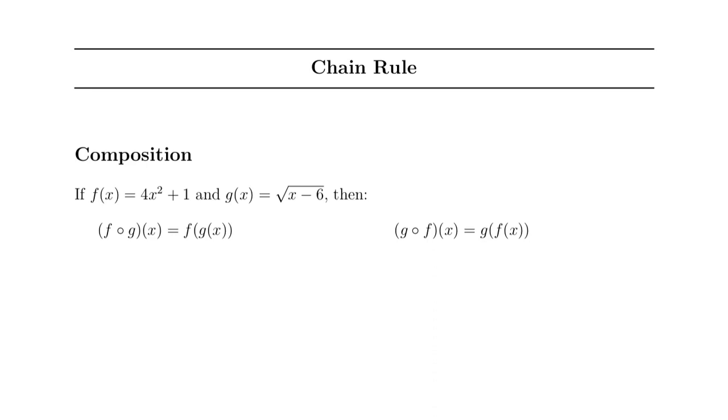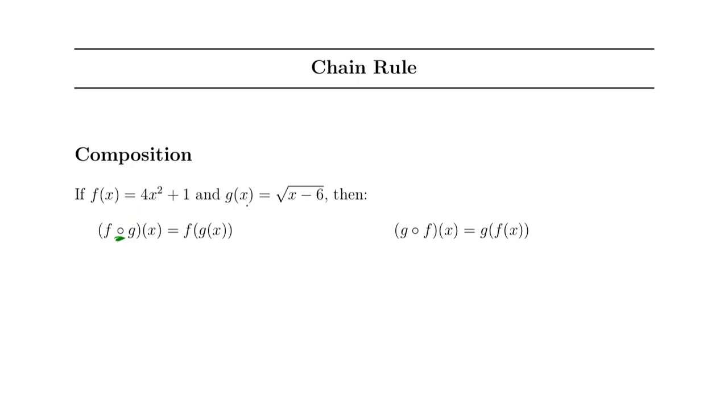So in our last big differentiation rule, we're going to be talking about composition of functions. To start this video, I want to give a brief reintroduction to composition. This little circle here is our composition symbol. This means f composed with g.